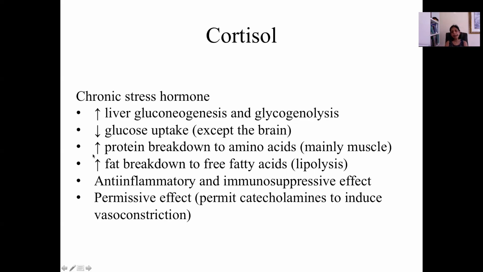And then it targets the breakdown of protein, which we already talked about in relation to gluconeogenesis. Yes, muscle protein is the main one that is targeted. Amino acids are released, and that is then converted into glucose in the liver. It also taps on the lipid sources in the adipose tissue, breakdown of these triglycerides, and then release of free fatty acids, lipolysis. So all of these nutrients are broken down, therefore it's a catabolic hormone.